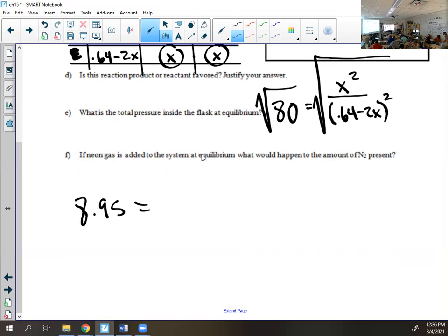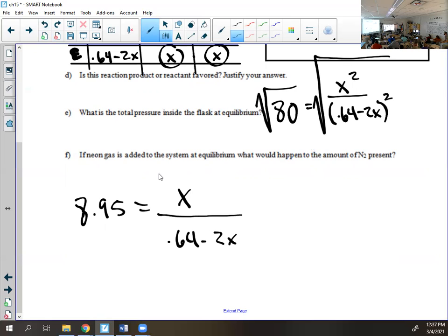Oh no. Yeah, I got 8.944. Okay, well, he was right then. I just wrote 8.95. Okay, it's a 4, whatever. I did my math with a 5, so I'm going to keep the 5, and I apologize. All right, now that equals x over 0.64 minus 2x. Are we okay with that?